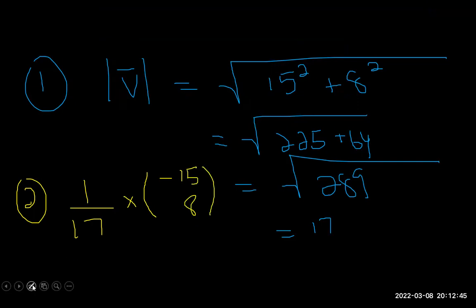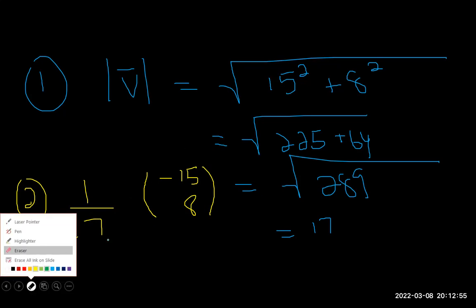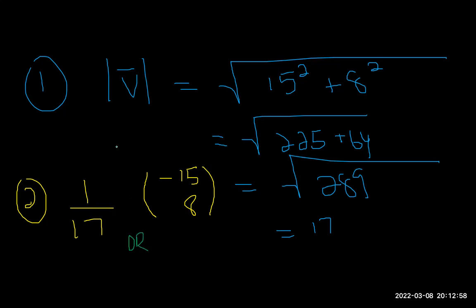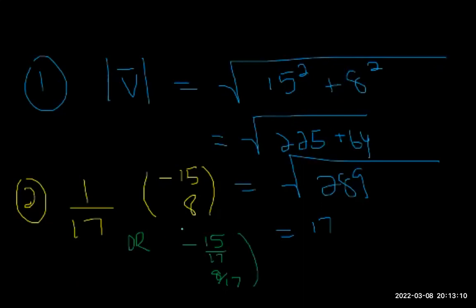Because it didn't ask for a specific form, I could leave it like this: 1/17 multiplied by minus 15, 8. Or if you desire, minus 15 over 17 and 8 over 17. Yep, good job.